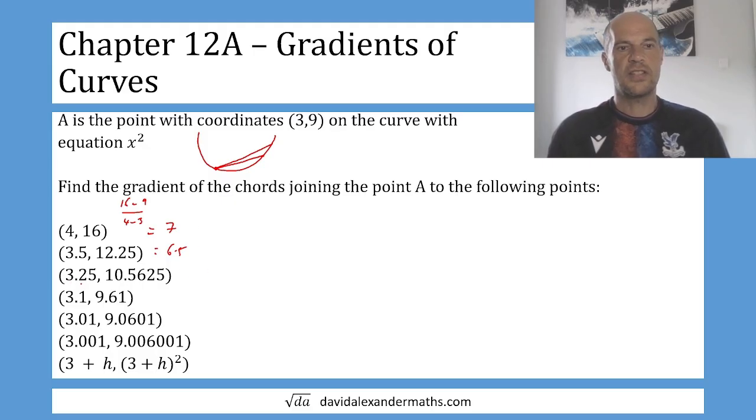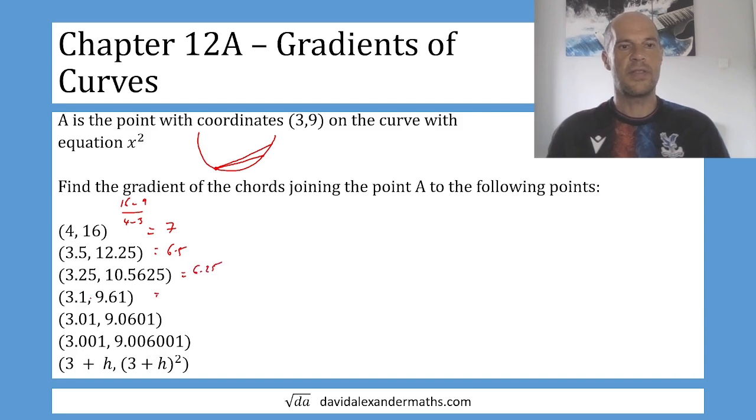So this time x is 3.25, so this point is a little bit more to the left of this point. So again, I'm assuming that the gradient will be a little bit less. Well, let's just work out what it is. It's 10.5625 take 9 divided by 3.25 take away 3, and that comes to 6.25.